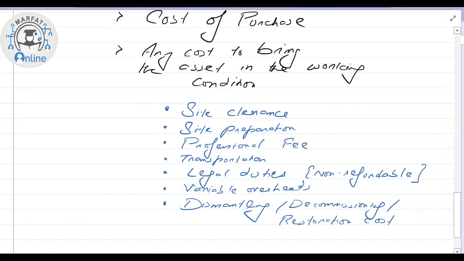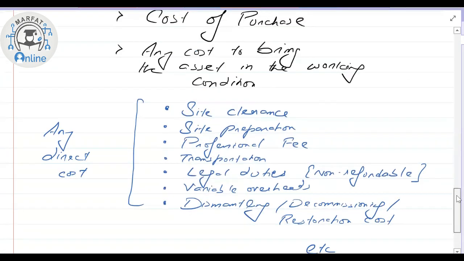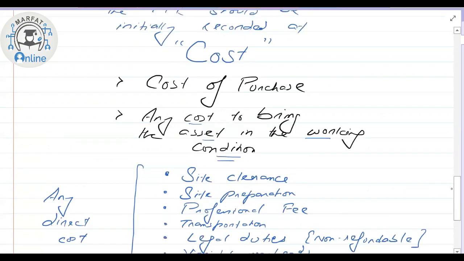So site clearance, site preparation, professional fee, transportation, legal duties, variable overheads, dismantling, etc. Or you can say any direct cost. Now the direct cost means the cost which is directly attributable to the asset, the cost which is necessary to bring the asset in the working condition. All of these costs should be capitalized.